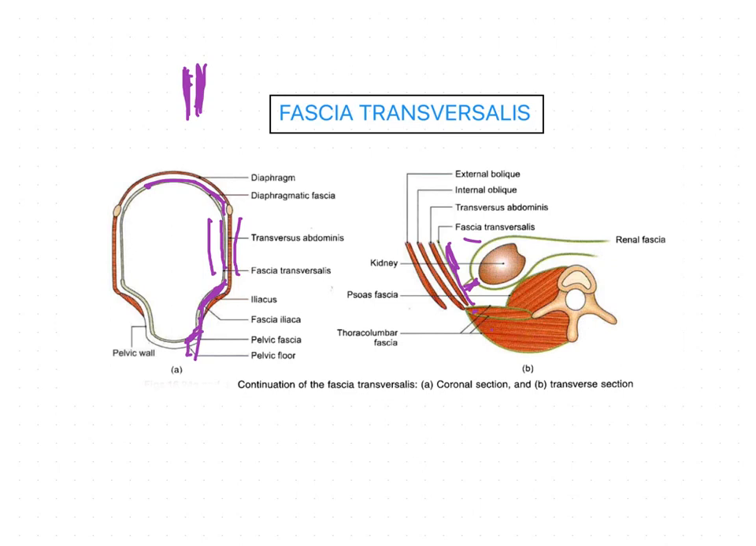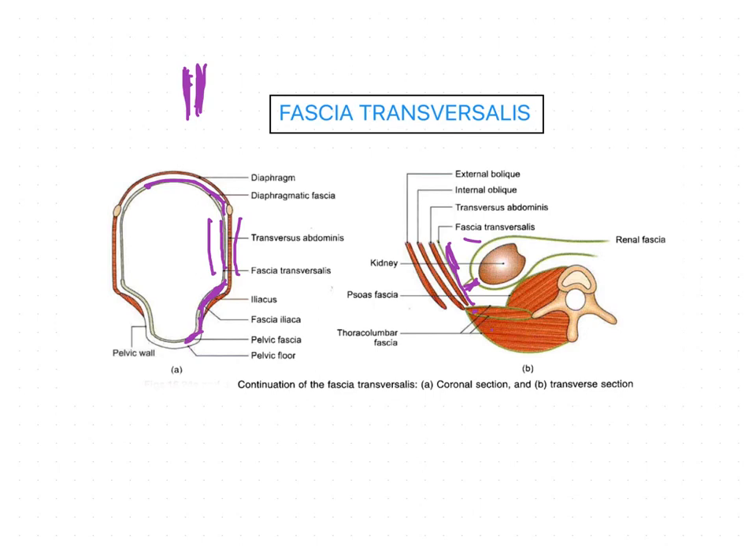Anteriorly, it is adherent to the linea alba above the umbilicus. Posteriorly, it merges with the anterior margin of the thoracolumbar fascia and is continuous with the renal fascia. Superiorly, it is continuous with the diaphragmatic fascia. Inferiorly, it continues as fascia iliaca, and is also prolonged into the thigh as the anterior wall of the femoral sheath. So this is about the fascia transversalis.